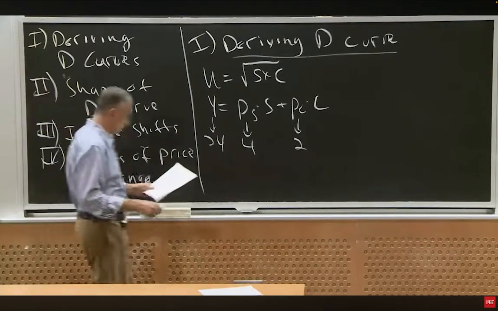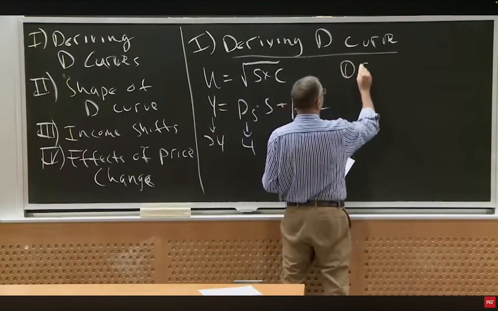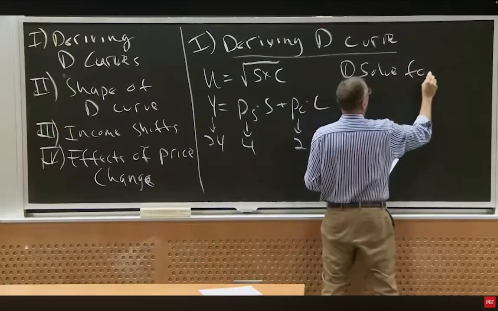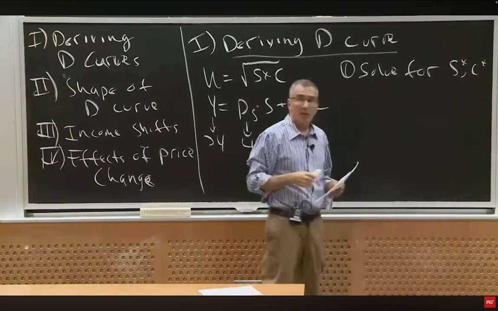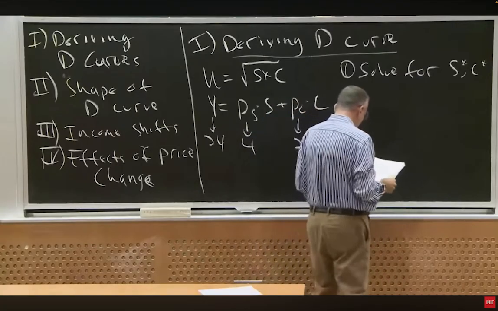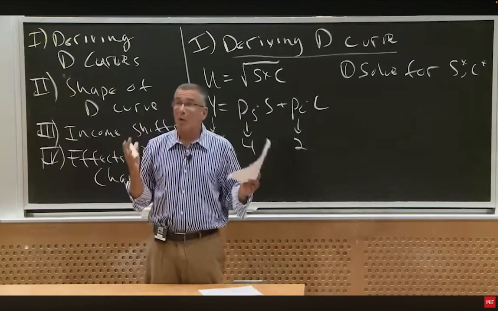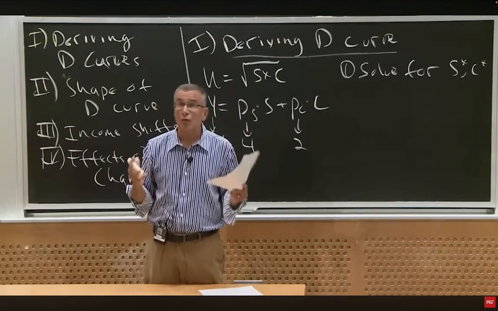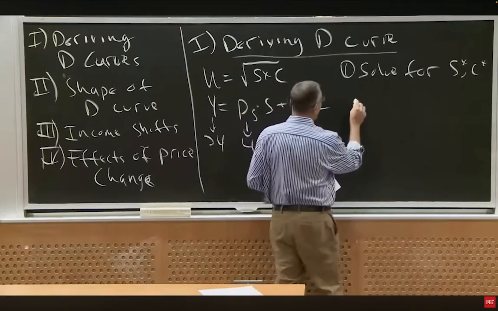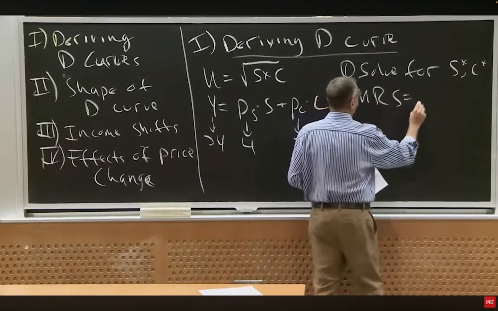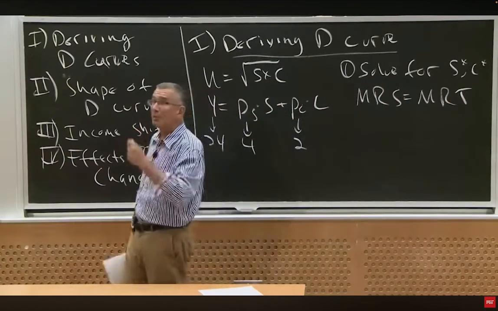Step one is we solve for optimal consumption. Solve for S star, C star. Solve for the optimal consumption pair. How do we do that? Well, as we said last time, constrained optimization, or the point where the highest indifference curve you can reach given your budget constraint, leads you to set MRS equal to MRT. That's the tangency condition. That's the point where you're as well off as possible.